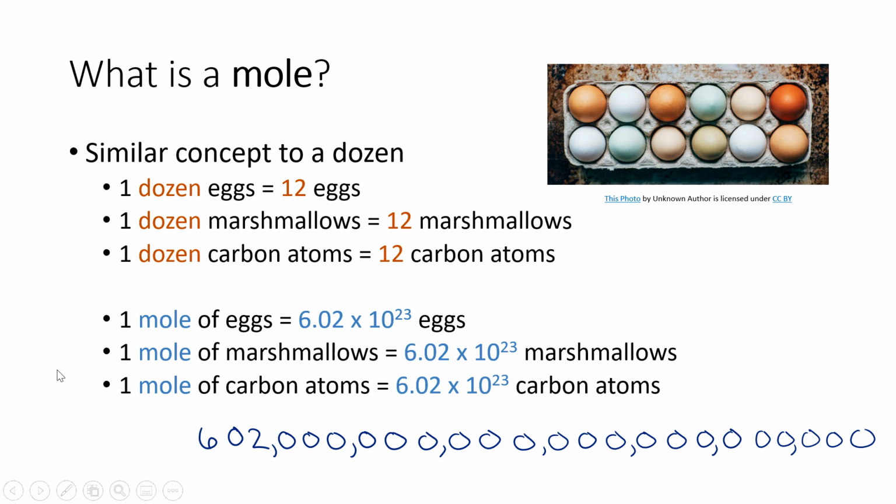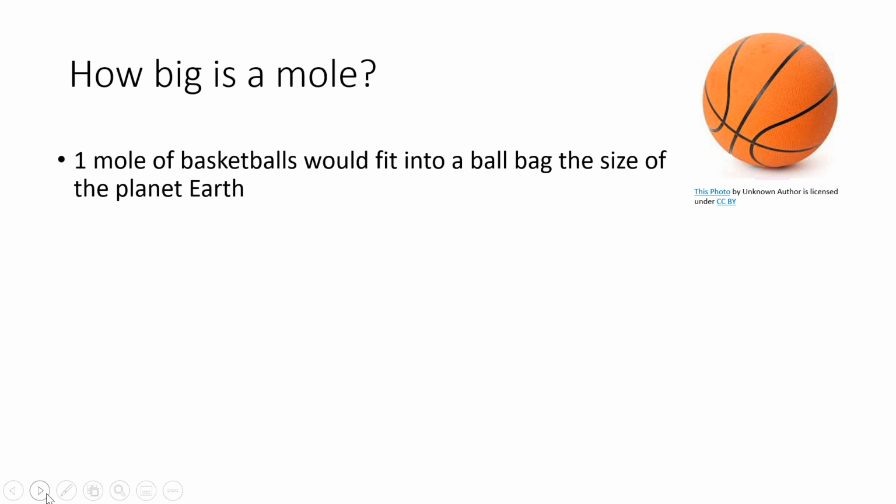Same thing with a mole. If you say you have a mole of eggs, that means you have 6.02 times 10 to the 23rd eggs. That is how we write out this really big number in scientific notation. It's basically a 6 with 23 zeros after it. If you have a mole of marshmallows, it's that many marshmallows. If you have a mole of carbon atoms, it is 6.02 times 10 to the 23rd carbon atoms. So a mole means 6.02 times 10 to the 23rd. And that is a really big number.